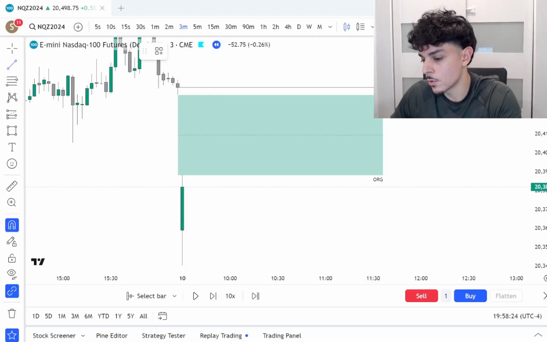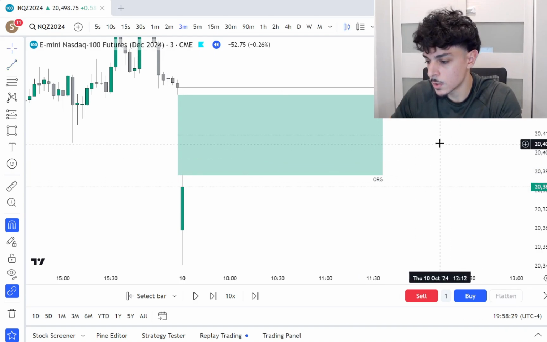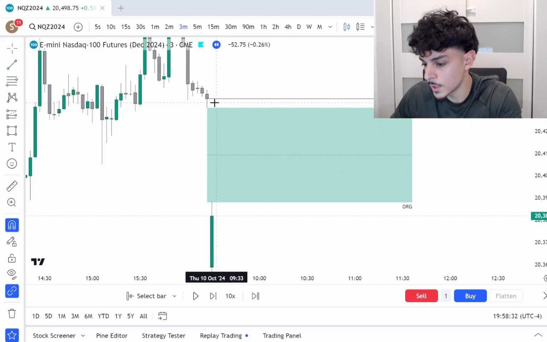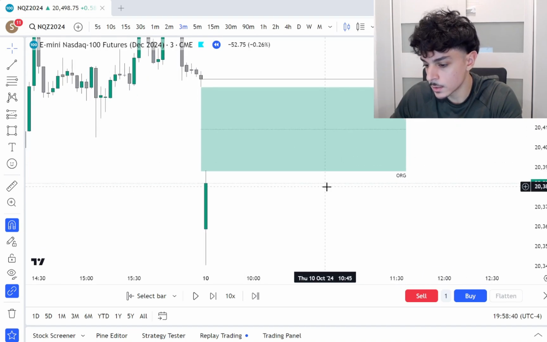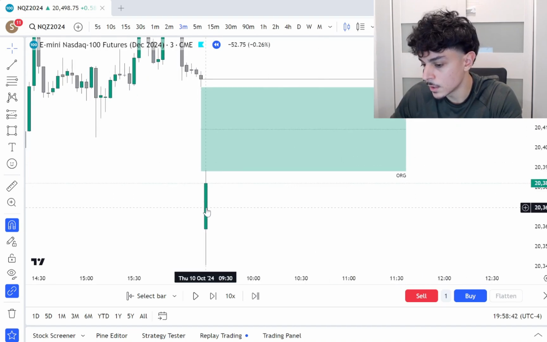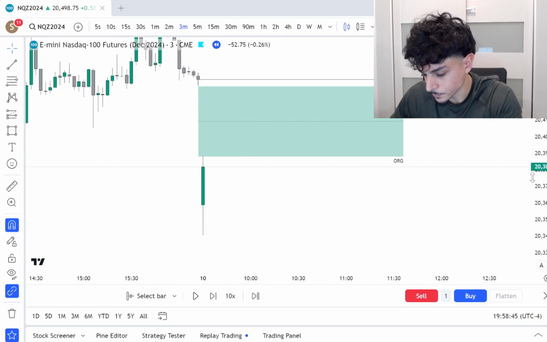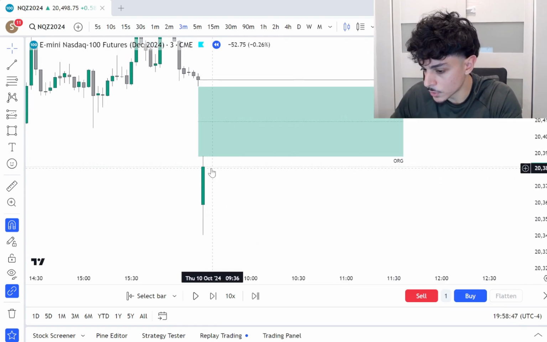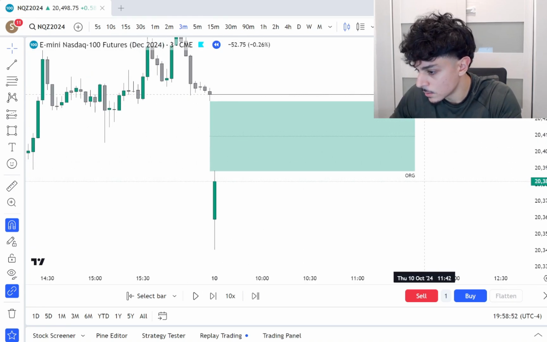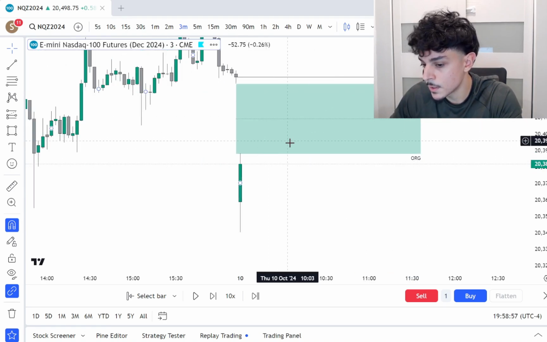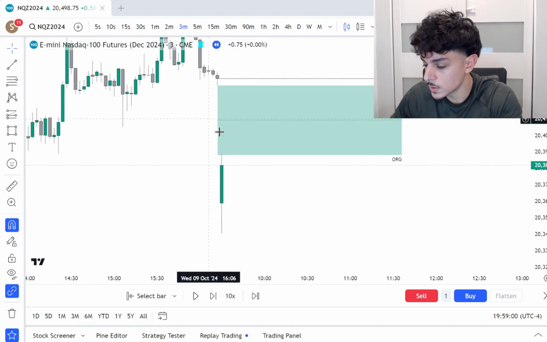What's up guys, today I'm going to show you how I find my bias using inverse fair value gaps and opening range gaps. So the opening range gap is the gap made between the closing price at 4:15 p.m. New York Eastern Standard Time and the opening price at 9:30 a.m. EST. So when the New York Stock Exchange opens, there is sometimes a gap between the closing price at 4:15 and the opening price at 9:30, and this gap is most likely going to get filled throughout the day.